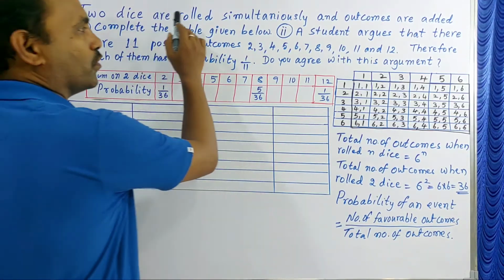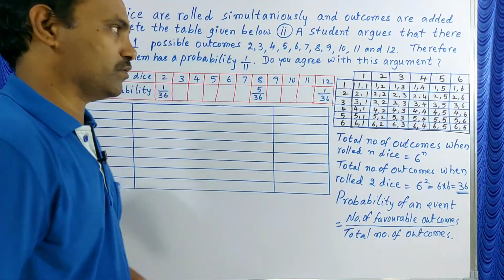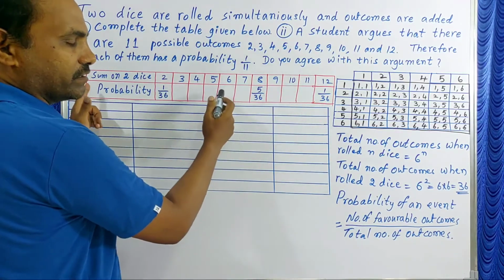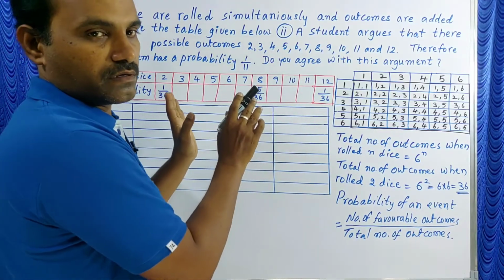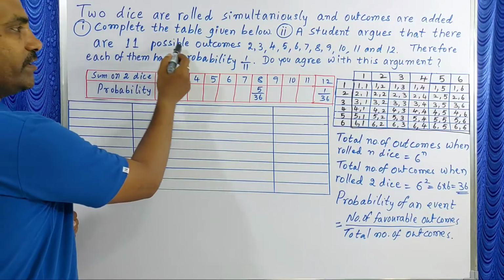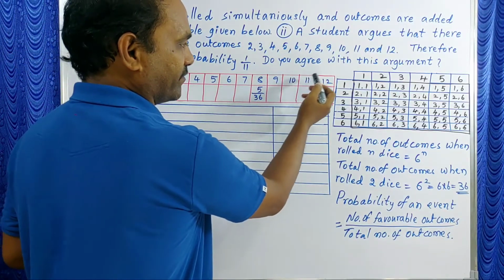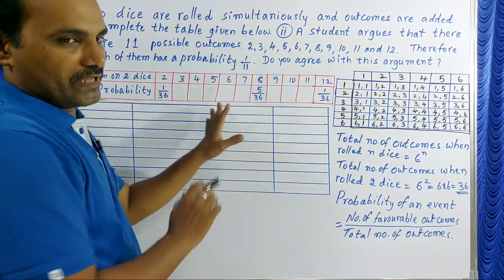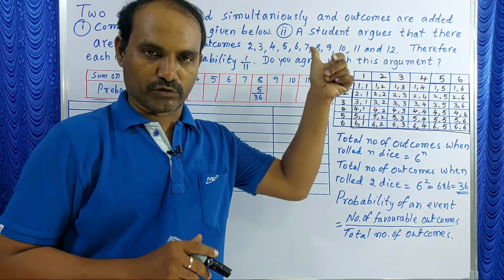2 dice are rolled simultaneously and the outcomes are added. First question, complete the table given below. One table is given, you should complete this table. It is a very lengthy question, that's why I use these tables. Second, a student argued that there are 11 possible outcomes: 2, 3, 4, 5, 6, 7, 8, 9, 10, 11 and 12. Therefore, each of them has a probability 1 by 11. Do you agree with this argument? These two questions are given in one question only.